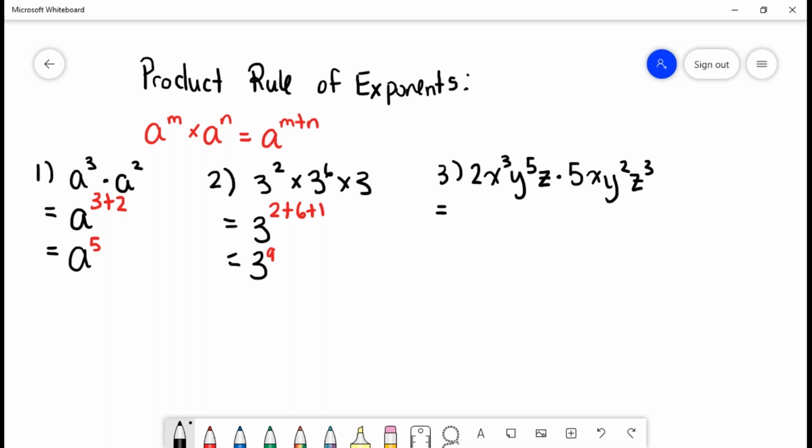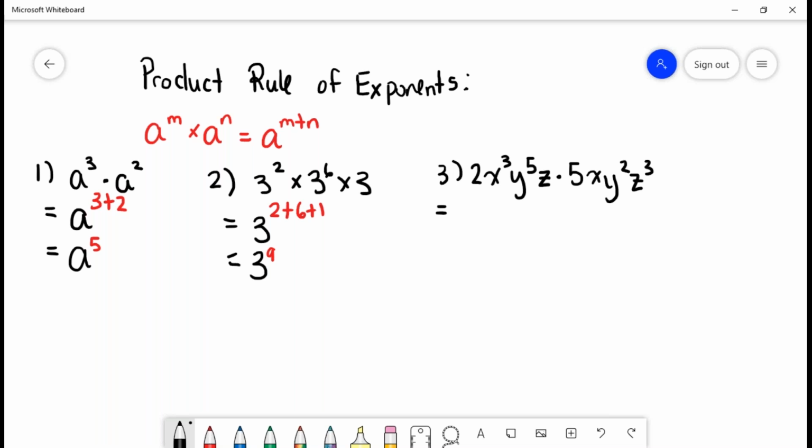So in order to do this, the easiest method would be to kind of rearrange all the values. So what I mean by this is putting the numerical values with the numerical values, the bases in terms of x with each other, the bases in terms of y with each other, and the bases in terms of z with each other. And this will just easily help you visualize what you need to do in order to apply the product rule of exponents.